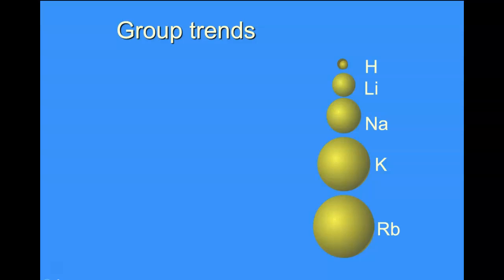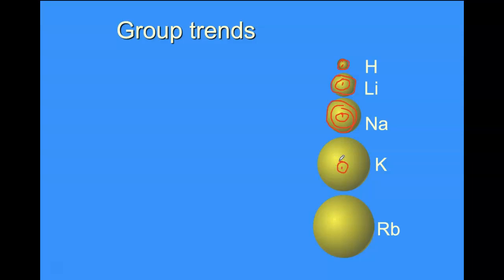Here's a picture so that you can see that group trend. This is going down group 1, with hydrogen, lithium, sodium, potassium, rubidium. As you're going down, keep in mind that each energy level is really what's going on. In hydrogen, there's only one energy level, so there's the size of the atom. But lithium has electrons in the first energy level and the second energy level, so you can see our radius is larger. Whereas sodium has electrons in the first, second, and third energy levels. So you can see we're getting larger and larger.